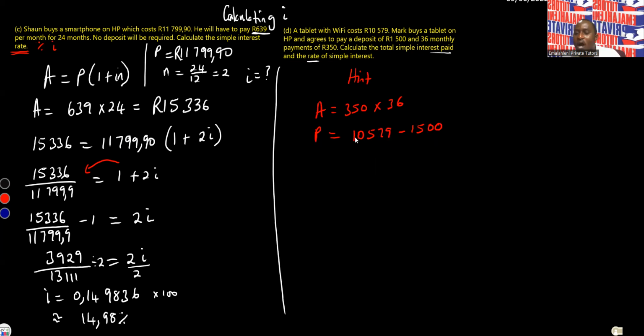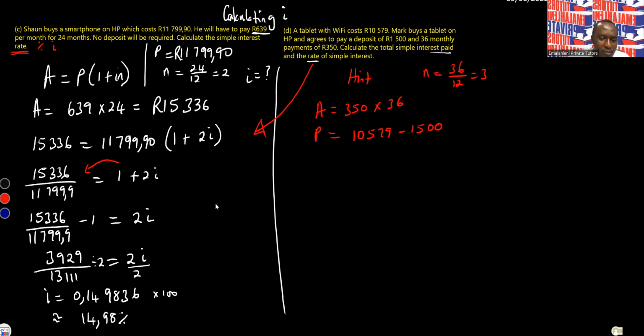So you've got your A now, you've got your P now. That's all you need there. Once you have that, you can go back and refer to what we have done on this question. Your A is the total amount. Also your N should be equal to 36 divided by 12, which gives us 3. So your N is 3 years.